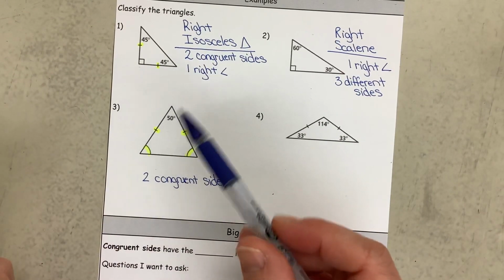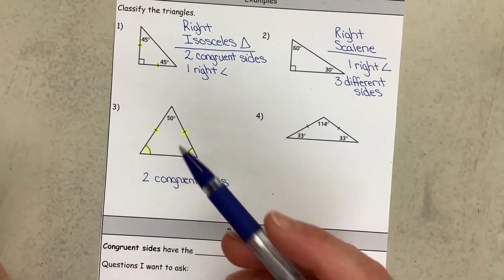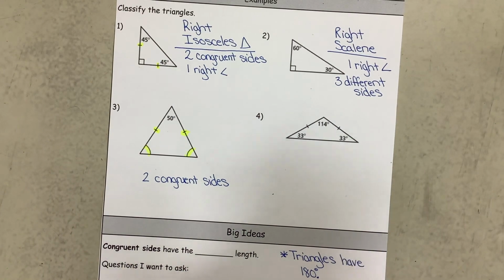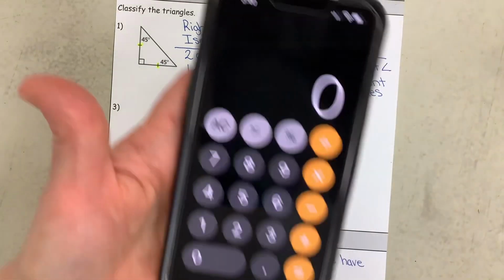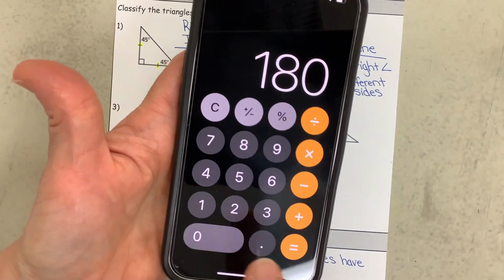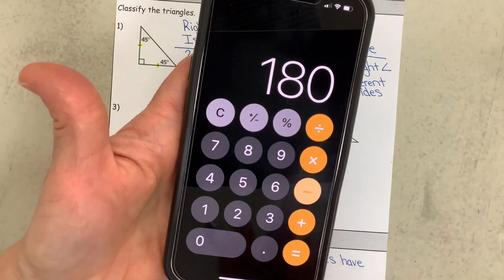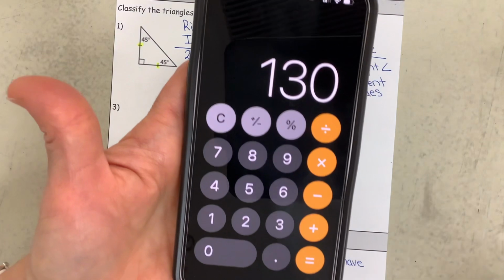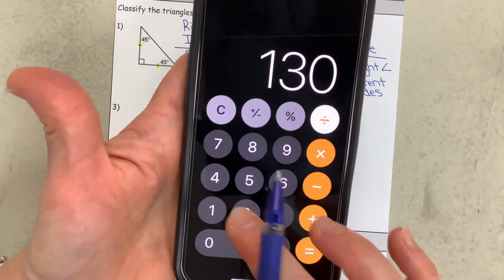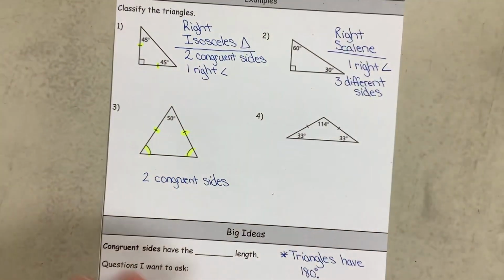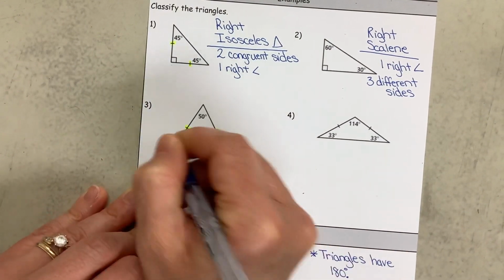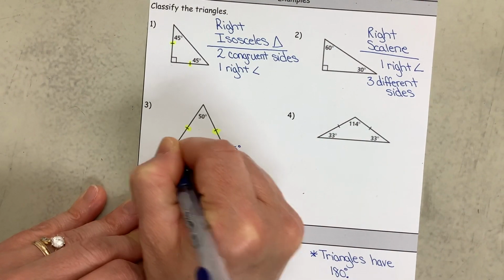So in this one, we have a 50. 180 minus 50 leaves 130. So I took my 180 for the whole triangle minus the 50 that I already had. That leaves me with 130. And then if I cut that in half, each angle is 65. So this one's going to be 65 degrees. This is going to be 65 degrees.